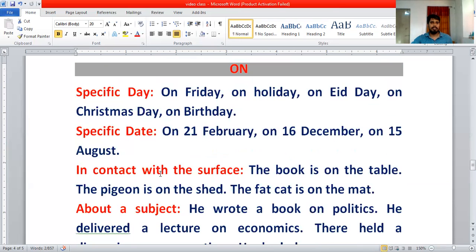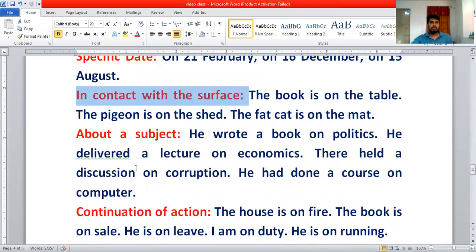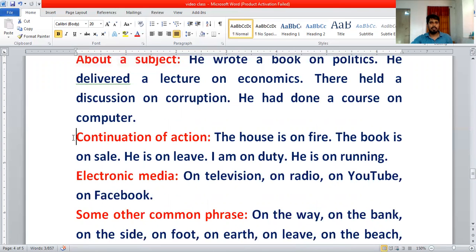So these are the common uses of preposition on: to suggest specific day, to suggest specific date, to suggest something that exists in contact with the surface, to speak about a subject or subject matter, to speak about the continuation of an action, and to suggest electronic media.